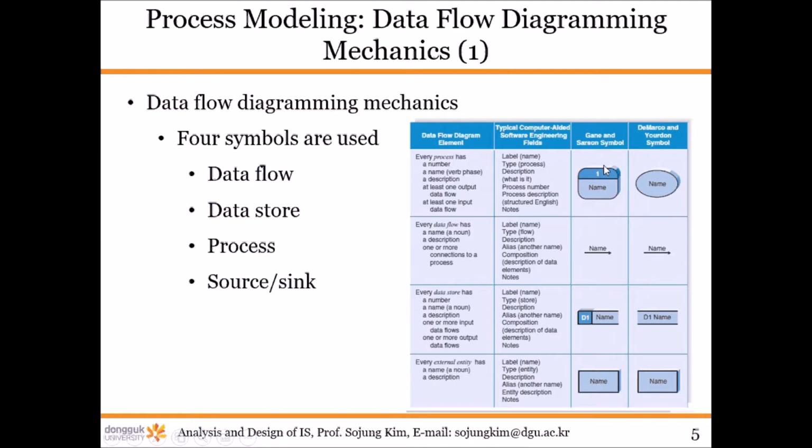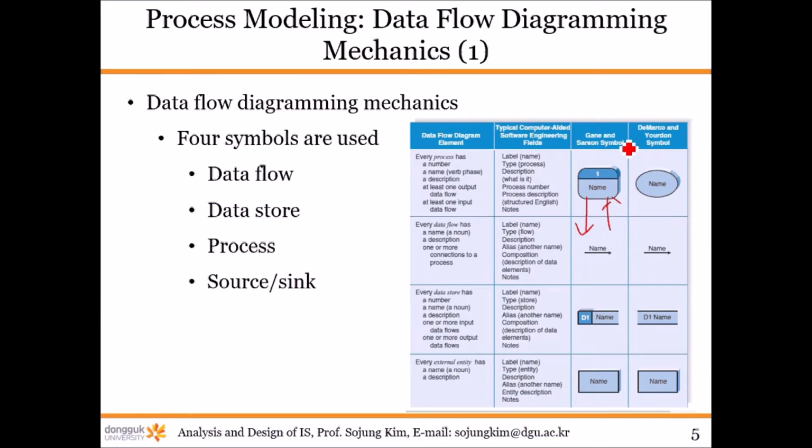And then this one is a process. A process has a rounded edge. This one is a square, a rectangle. Every process has a number, a name, and a description, which is optional. Also, a process should have at least one output data flow and one input data flow. So input data flow and then output data flow, okay?